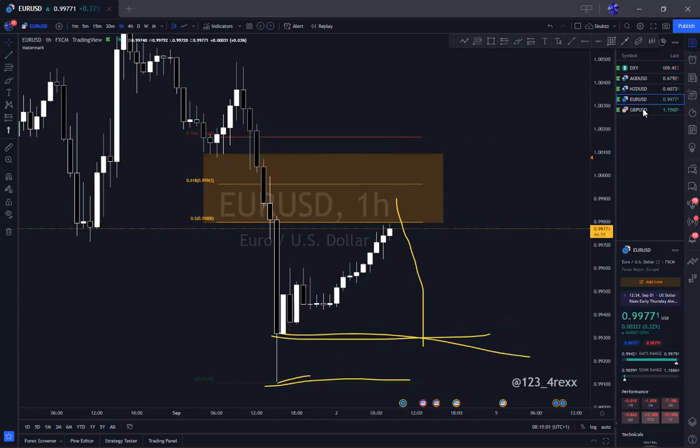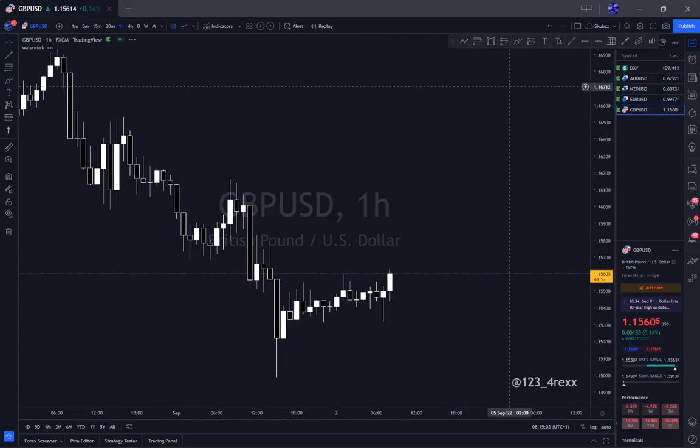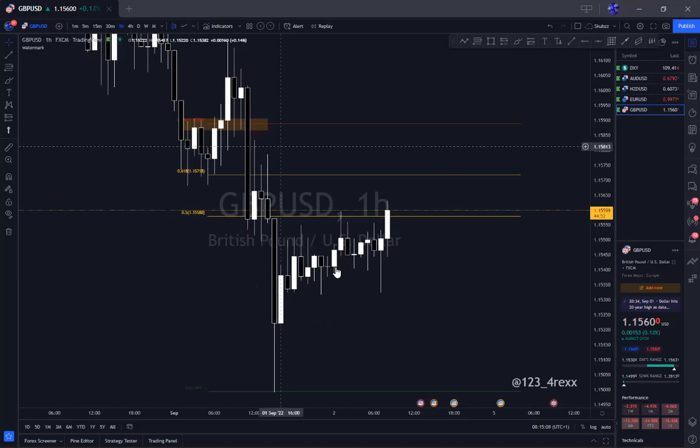Then GBPUSD. Same thing. We broke below. I got my pick. This was this morning. I was paying attention to it.